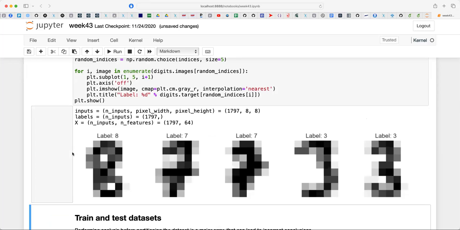And the numbers, as we discussed last time, this is the way they look. So they're close to 1,800. And every image has 8 by 8 pixels, which are then transformed into one row with 64 pixels. That's the number of features. So this is your input matrix, the design matrix.